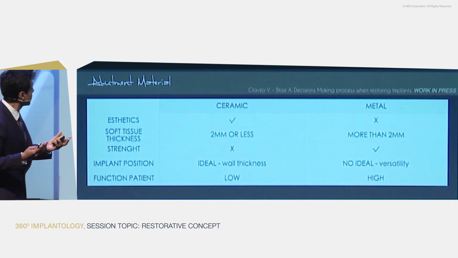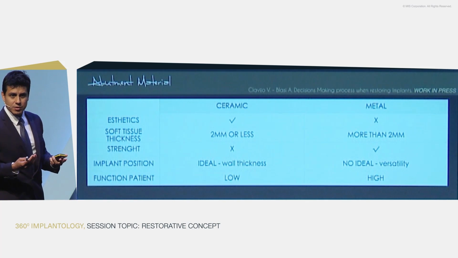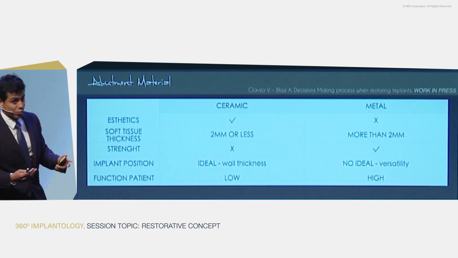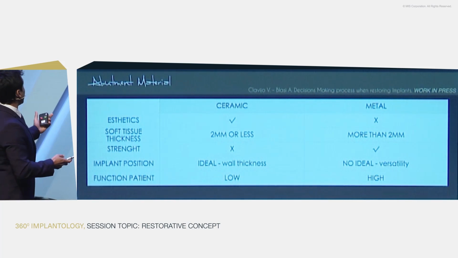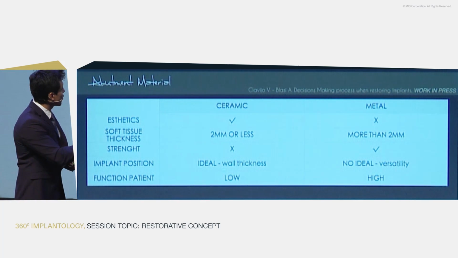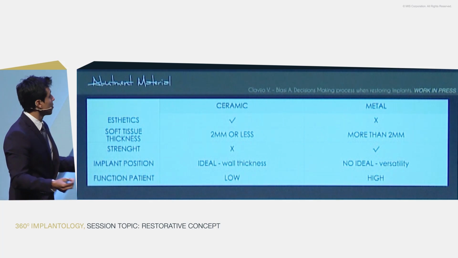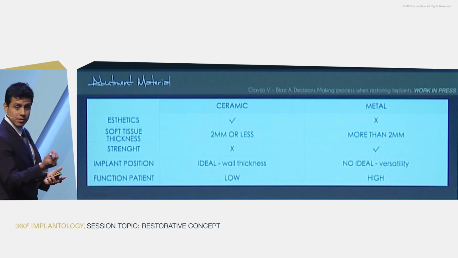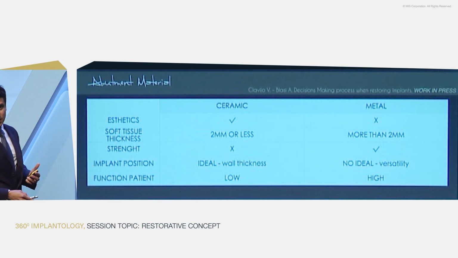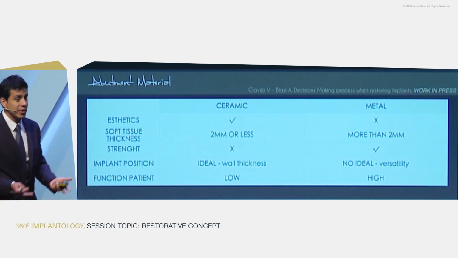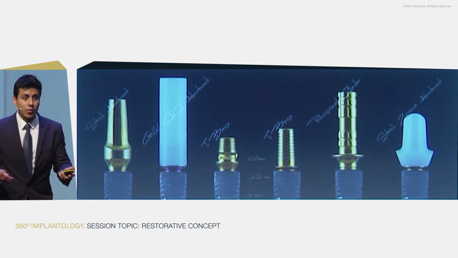If we go further, with ceramic we can work with 2 millimeters or less than 2 millimeters, because it has a good color. Metal, no. We always have to work with more than 2 millimeters, otherwise we have problems with color. With ceramic, we know that we have to have the ideal thickness, otherwise we can have problems with fracture. With metal, we can work with whatever thickness. And with patients who have high function, it may be better to work with metal. And with zirconia, we can increase the risk assessment. Okay? These are the options we can work with in our practice.